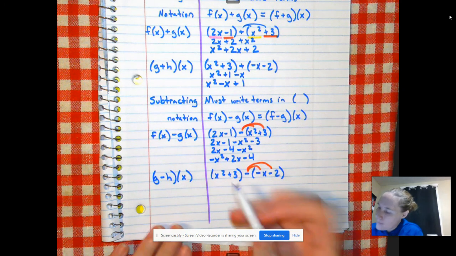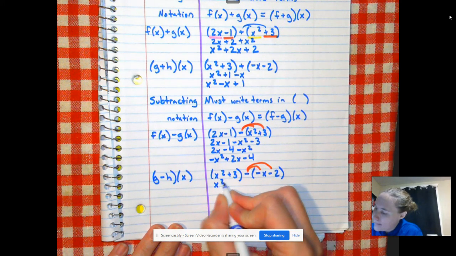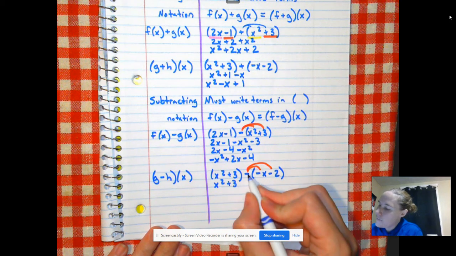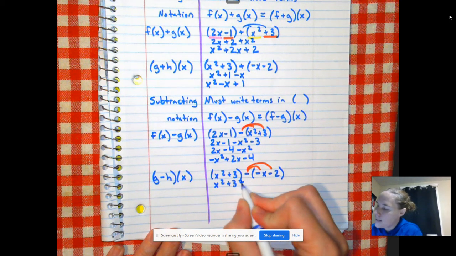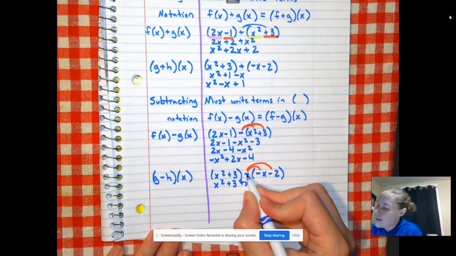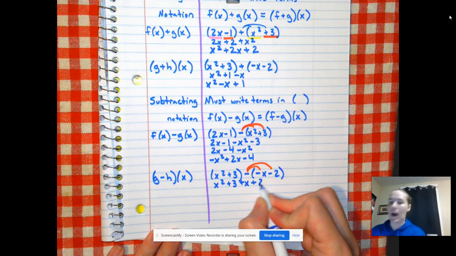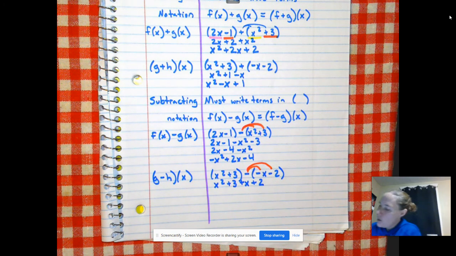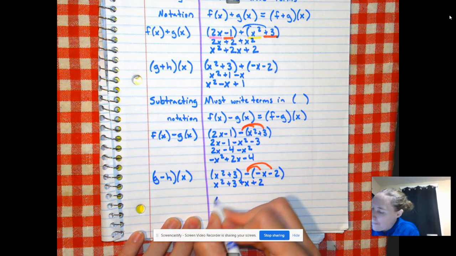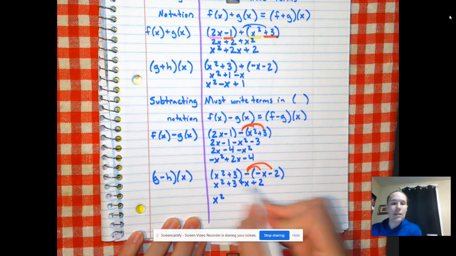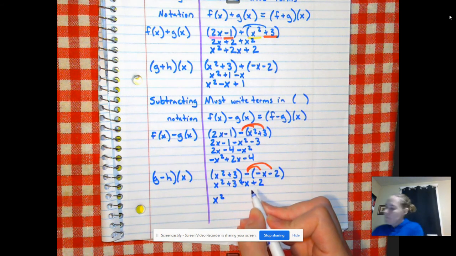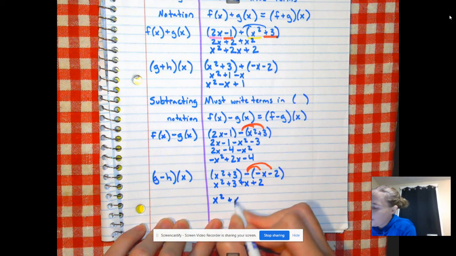So I distribute it to everything, every single term in those parentheses. And I rewrite. So I have x squared plus 3. Negative times a negative gives me a positive. Same with this. This is the negative times a negative. That would give me a positive as well. So now when I combine, I'm going to have x squared, I'm just going to write it in standard form as well, plus x plus 5.